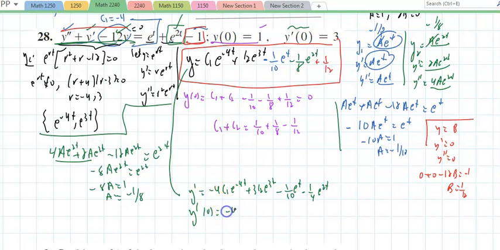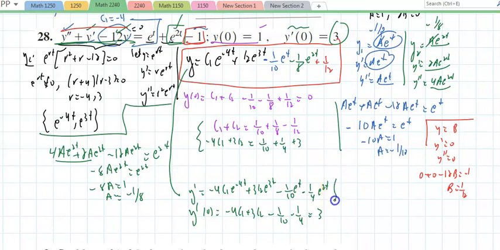I will get negative 4c1 plus 3c2 minus 1/10 minus 1/4, and that equals 3. That means negative 4c1 plus 3c sub 2 equals 1 over 10 plus 1 over 4 plus 3. This is what I need to solve to find c1 and c2 and plug those in, and that's that. And I'm going to cheat a bit and find what c1 is and what c2 is.